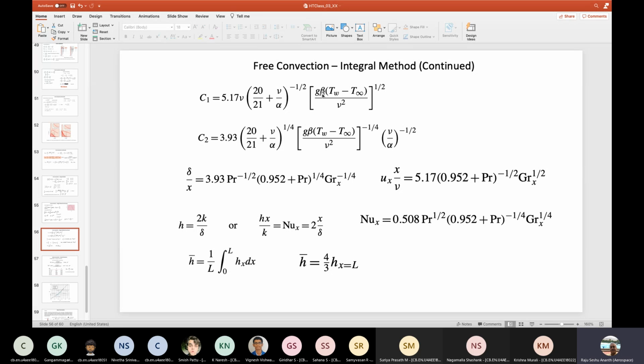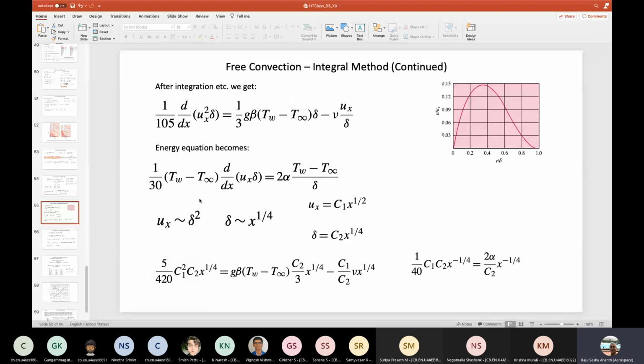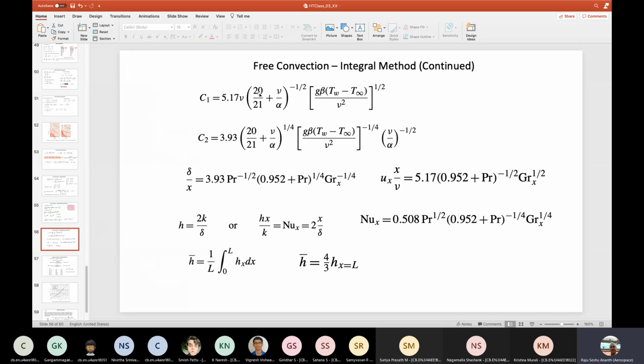Okay, so beta over t. So this has to be equal to nu. Remember C1 x half is velocity. So C1 cannot be non-dimensional. Okay, so that's okay. So anyway, C1 and C2 can be determined.